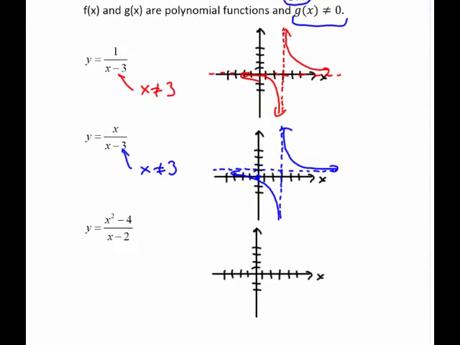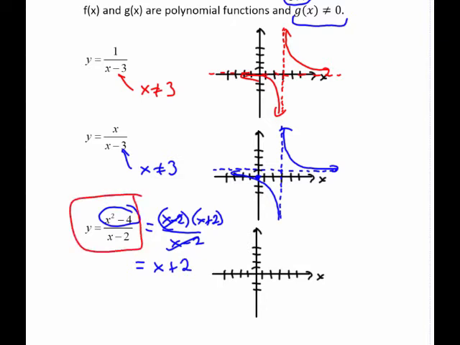In my third example, I have a different function again. In this one, you might notice that the top of the fraction can be factored, and that leaves me with a reduction to x plus 2. So you might say to yourself, does that mean that this rational function is actually a linear function? Well, that's partly true, except that because we can't divide by 0, x can't be 2. So at x equals 2, there would actually be a hole in the graph.